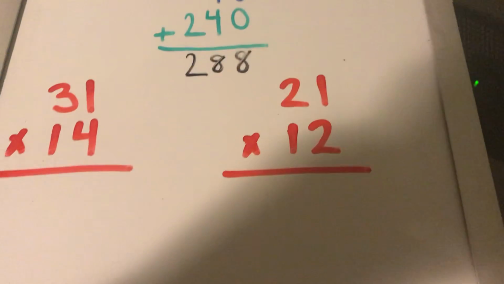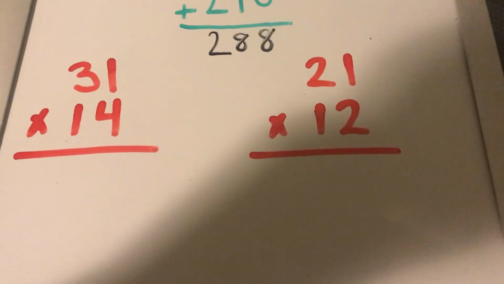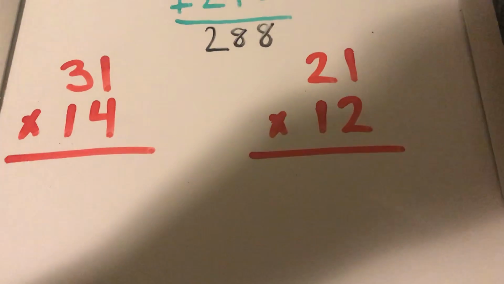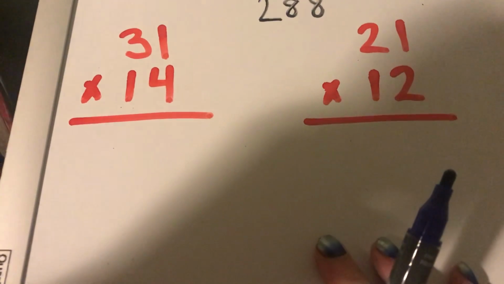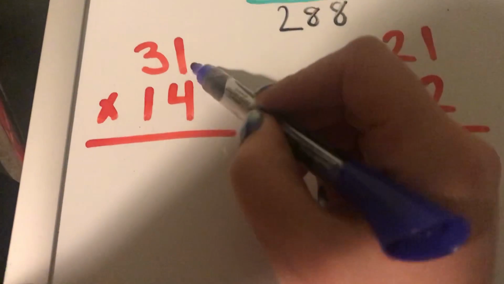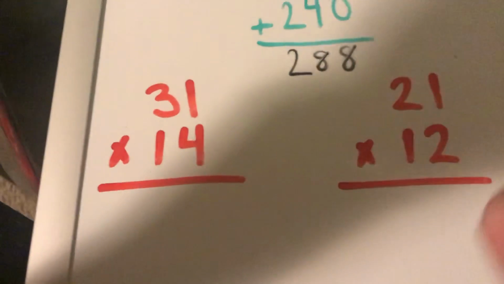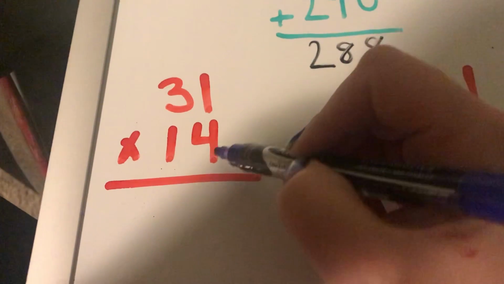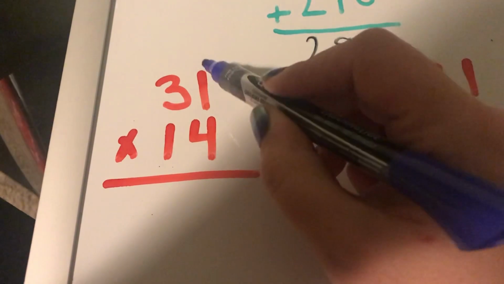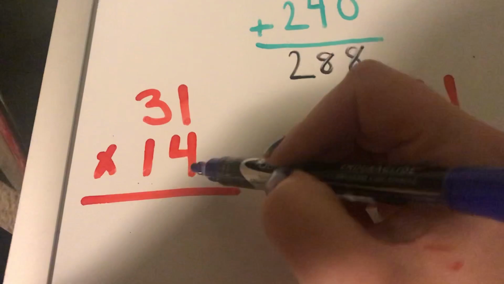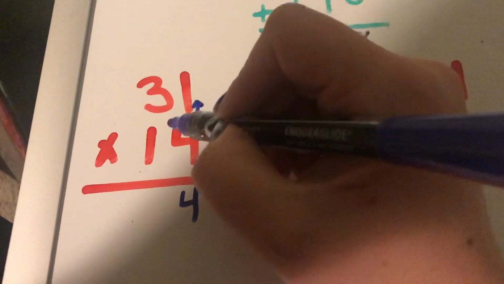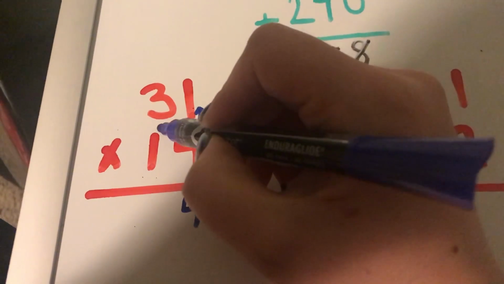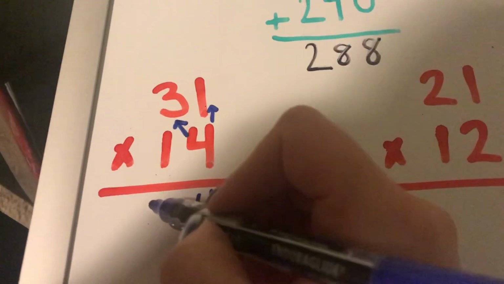Now we're going to work 2 of them together to help you. Okay, so let's take a look here. The first one is number 1. We have 31 times 14. So remember, the first thing that we're going to do is take our number in the 1 spot and multiply it by both digits. 4 times 1 is 4. We always go this direction. 4 times 3 is 12.